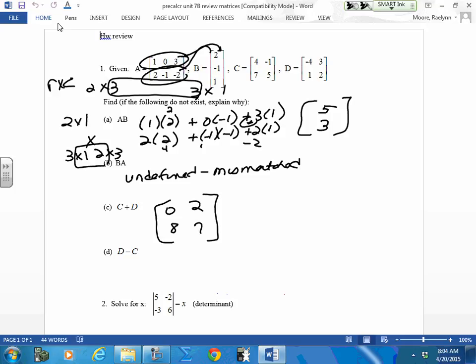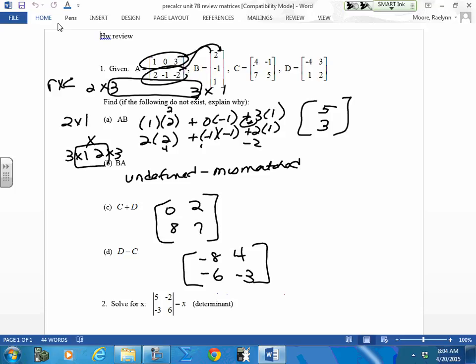Questions so far? Can everybody put these in their calcs? Everybody's good? Comfortable? This is going to be on your test. D minus C. Negative 4 minus 4 is what? Negative 8. 3 minus the negative 1. 4. 1 minus 7. 2 minus 5. There you go. Sometimes it's easier just to do it by hand.